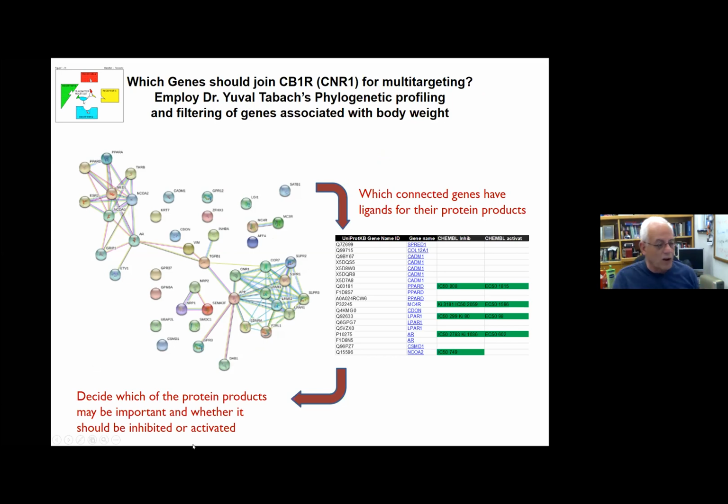So we looked at the gene products and the proteins of each and every one of those genes, and made a list of which of those genes has either a protein product with a known structure, which we could use for structure-based design, or known ligands for which we could use our ISE algorithm to construct a model and look for molecules that would be both CB1 receptor antagonists and agonist or antagonist for each and every one of those.